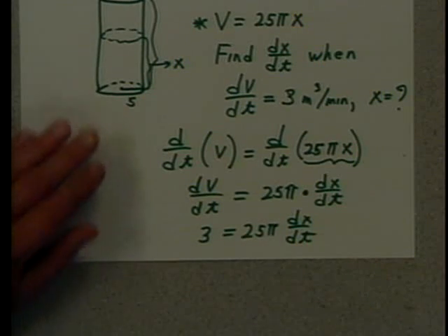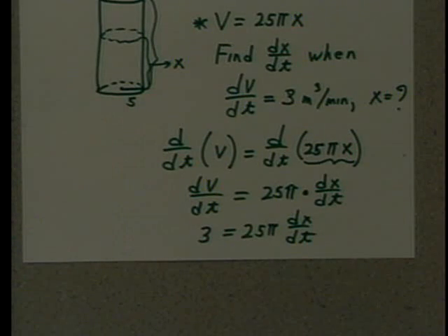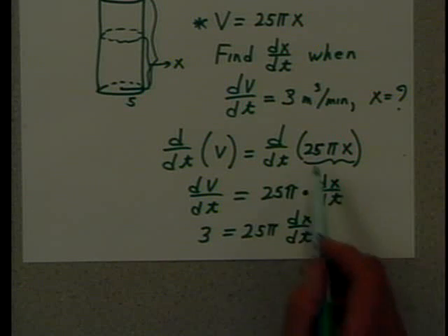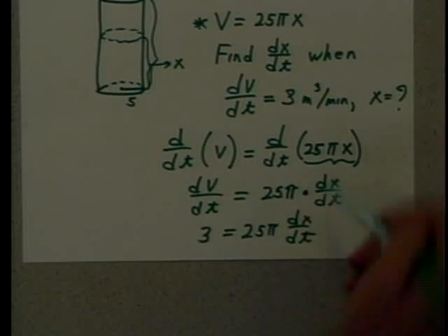And so I would say the answer is probably 3 divided by 25 pi, and that would be meters per minute. That's how fast it's changing. 3 divided by 25 pi. Is that okay? And the reason it worked out that way is it doesn't matter what the value of x is. The rate of change is going to always be the same. And the math knew that because when you took the derivative of this side, there was no x left.